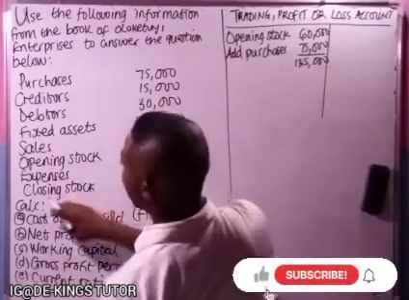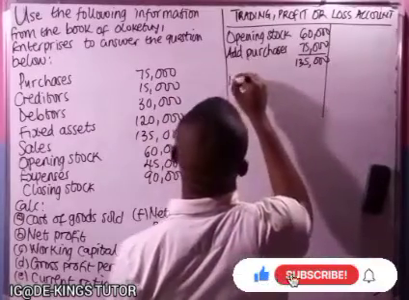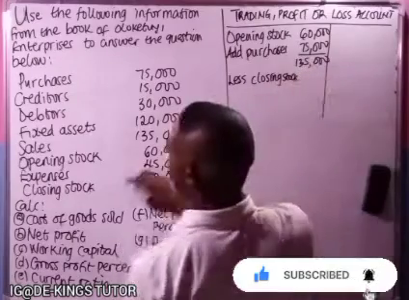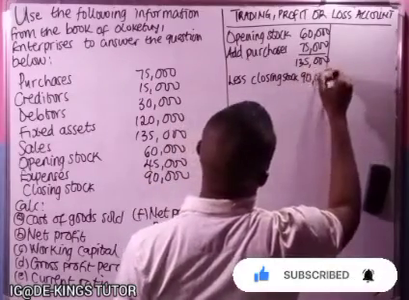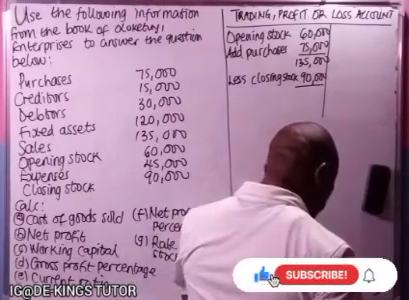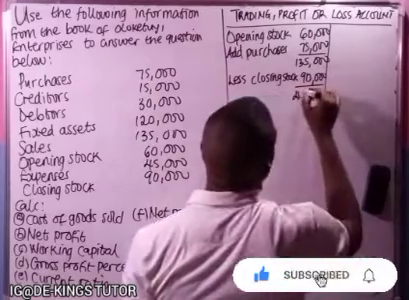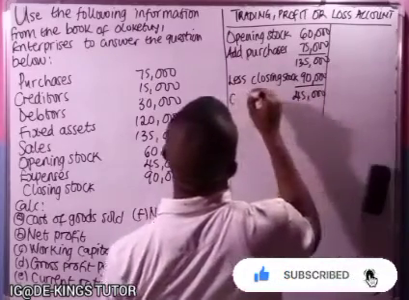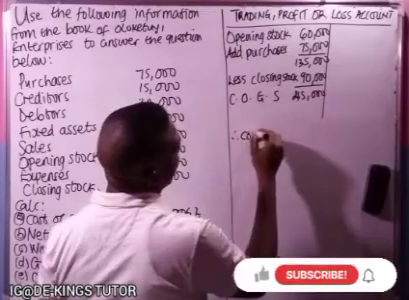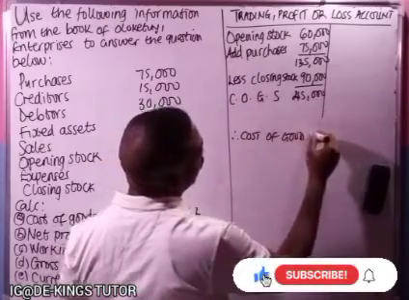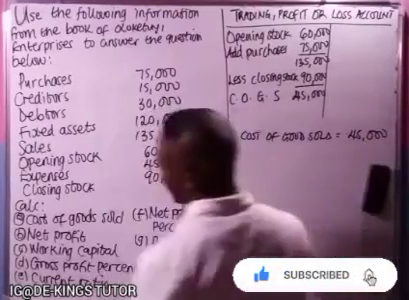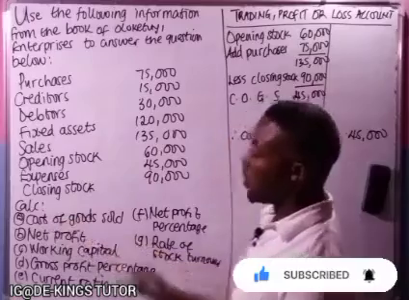Now there's no other item except closing stock. So we can say less closing stock. Now closing stock is 90,000. So 135,000 minus 90,000 will give us 45,000. So this is our cost of goods sold. Okay, and therefore the cost of goods sold, which is the first question, is 45,000.